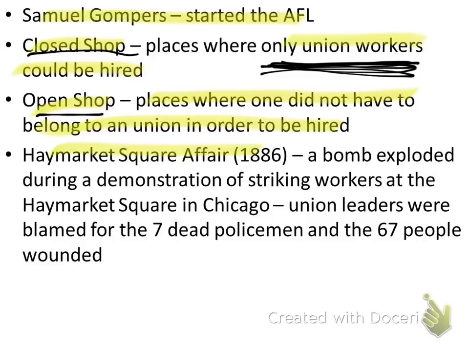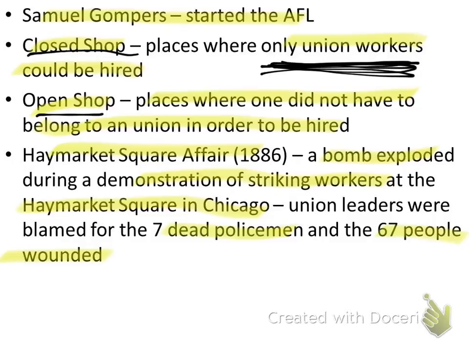Our final one for today is the Haymarket Square Affair, 1886. I mentioned this a little bit earlier with the Knights of Labor. A bomb exploded during a demonstration of striking workers at Haymarket Square in Chicago. So there is a strike. A bomb goes off. Seven policemen are killed and 67 people are wounded as a result of the bomb. As you can well imagine, the police are enraged. As the protest continues, they fire into the crowd. There are more people killed. A truly tragic, terrible event.